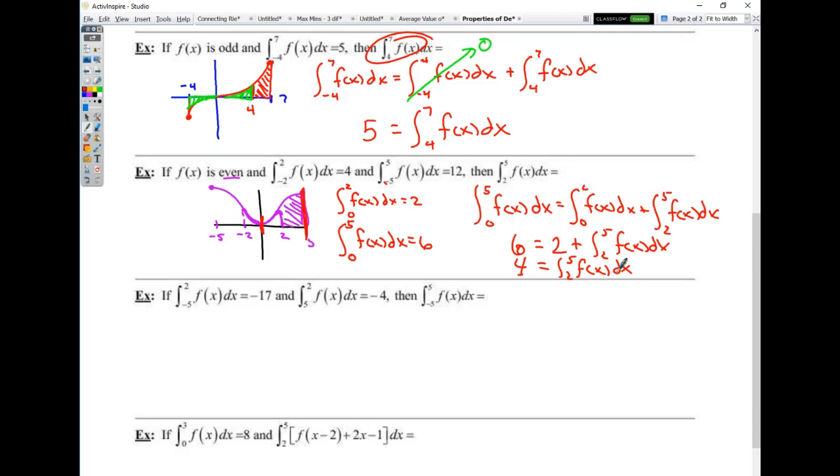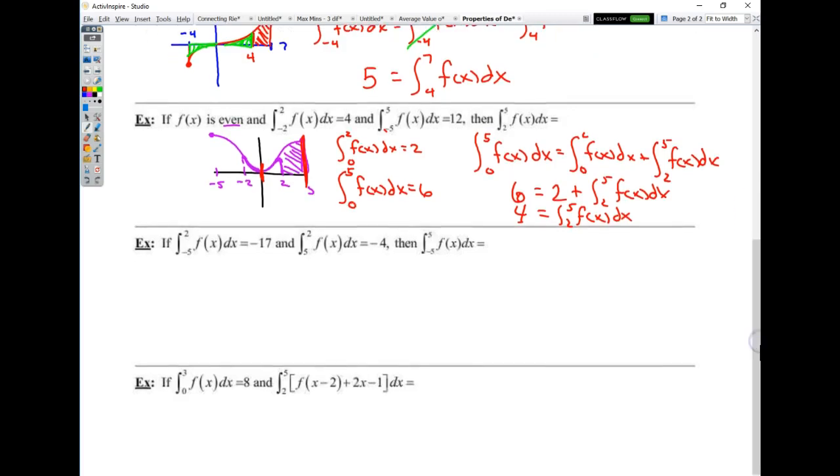I will give you a moment to pause the video and try out the bottom two questions. All right, if you had a chance to see if you did these right, let's take a look. In this next one, it says the integral from -5 to 2 of f of x dx is -17. I don't see any evens or odds, so I'm not going to be able to use that ability up there.